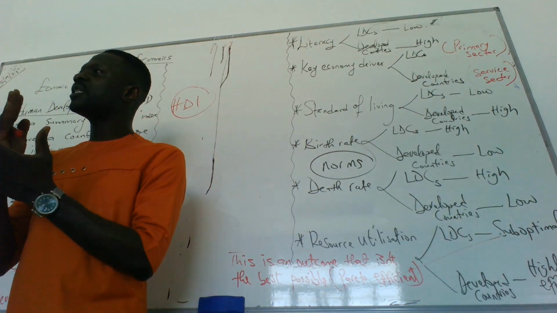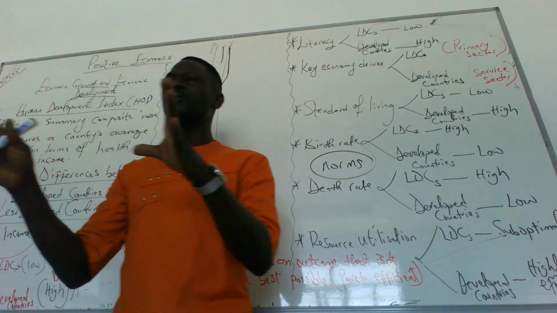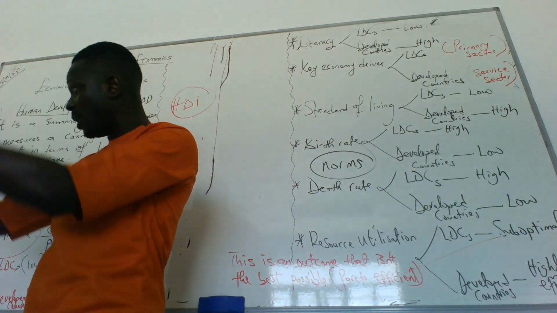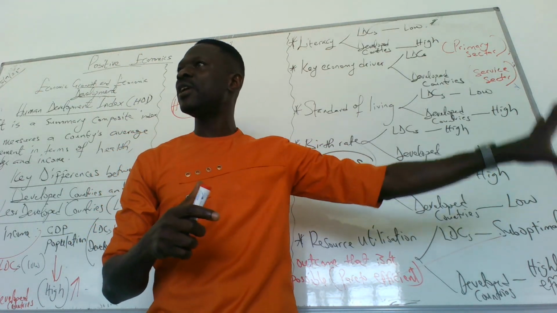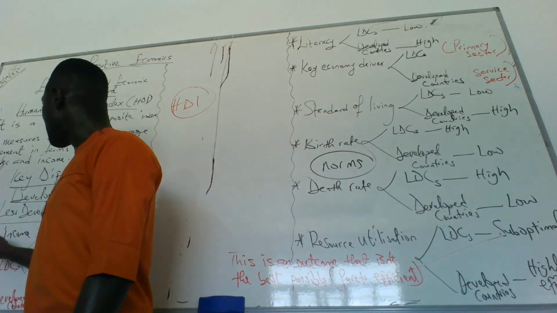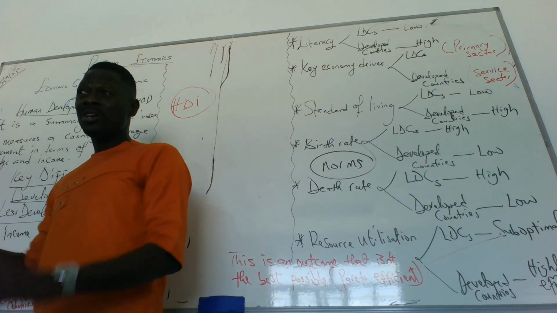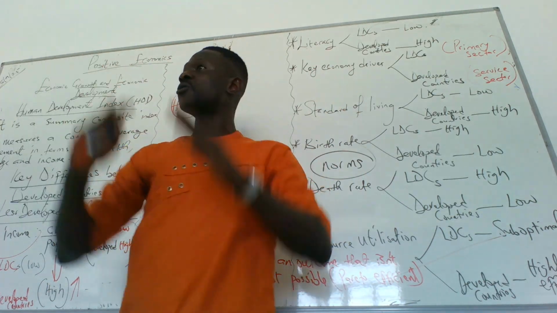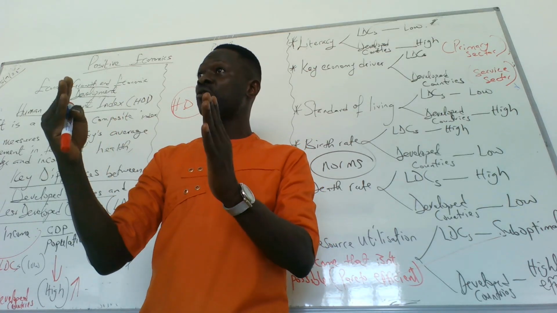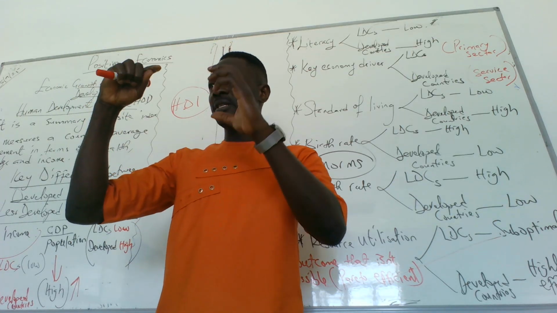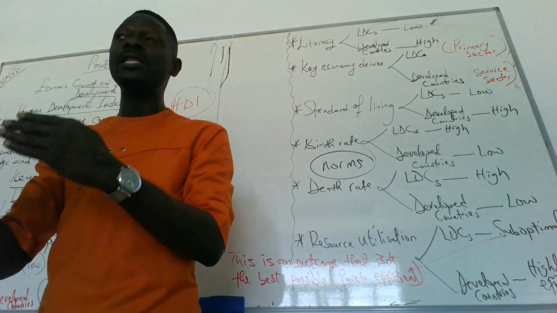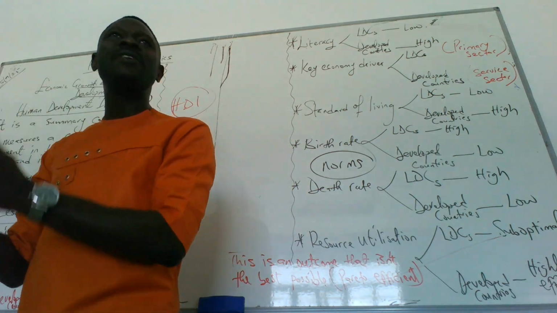For the Human Development Index, it's all about the things we see that make us say this country is developed and this country is less developed. The first one is per capita income. When we talk about per capita income, we're simply talking about what we produce in this country divided by the population of this country. If what we produce is higher, but what each of us gets in return is lower, then we are in a less developed country.